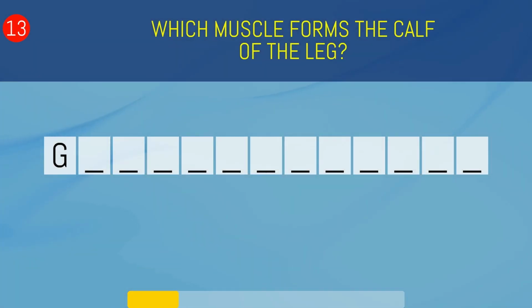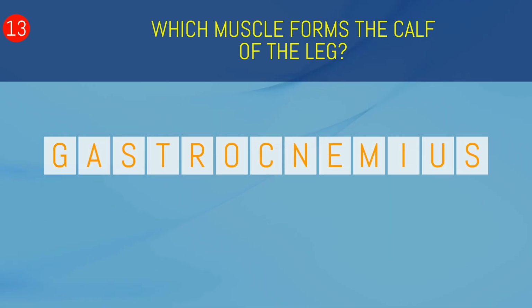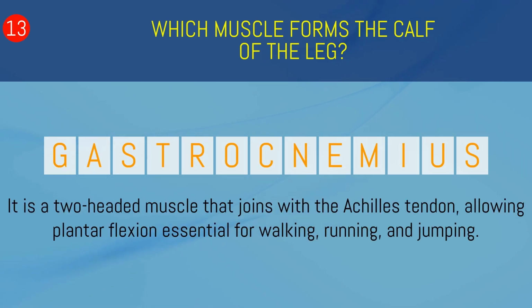Which muscle forms the calf of the leg? Gastrocnemius. It is a two-headed muscle that joins with the Achilles tendon, allowing plantar flexion essential for walking, running, and jumping.